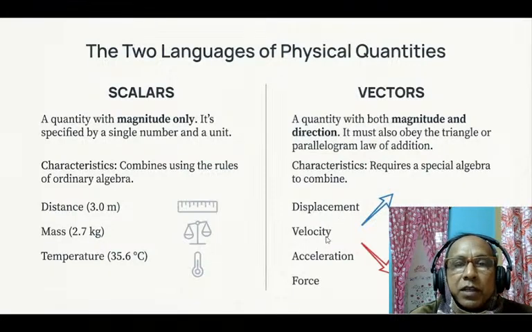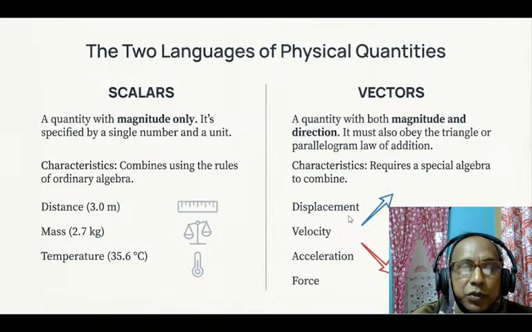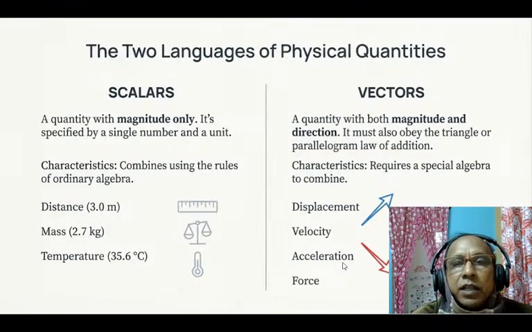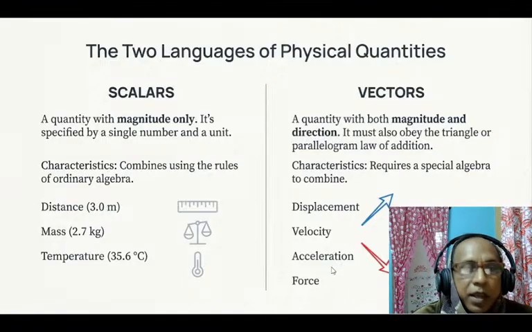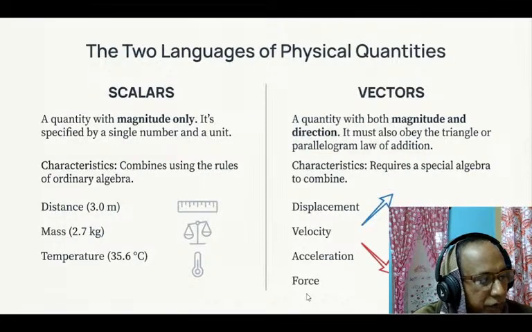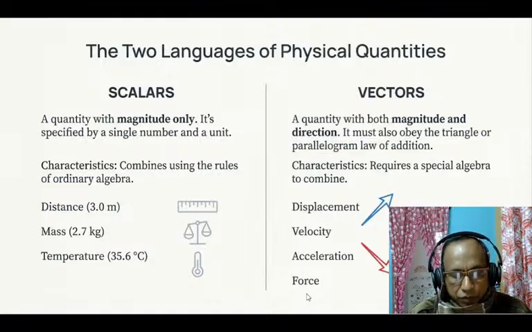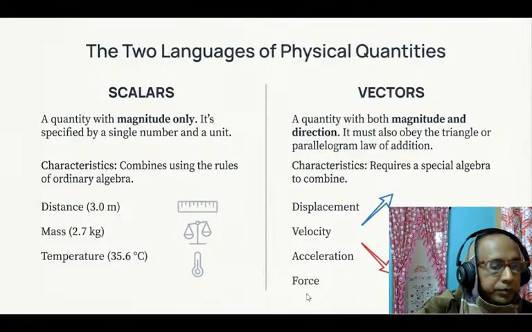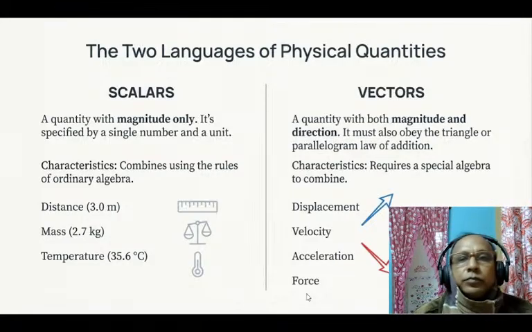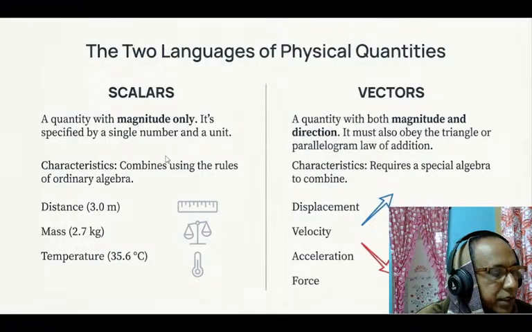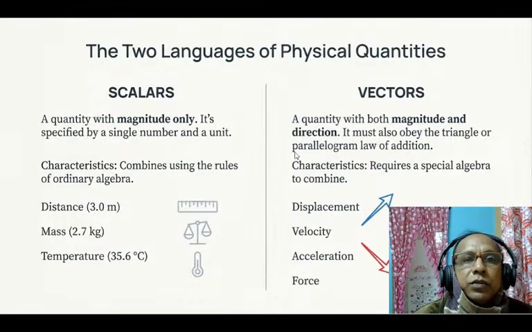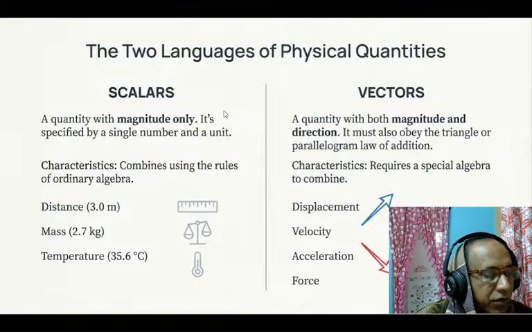These are the different vector quantities. Displacement, it has direction and magnitude both. Velocity, it has direction and magnitude both. Acceleration, it has direction and magnitude both. And force also has magnitude and direction both. So this is the difference between scalar quantities and vector quantities we need in two dimensions. That's why the two languages of physical quantities.